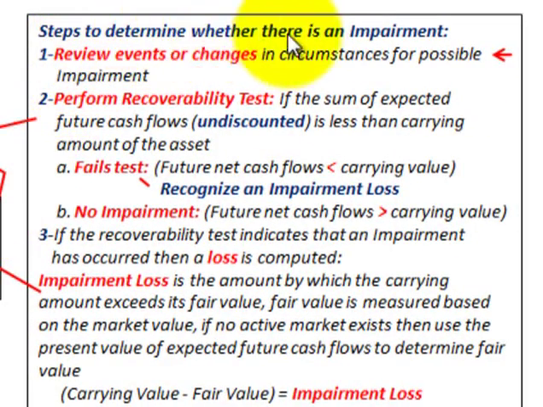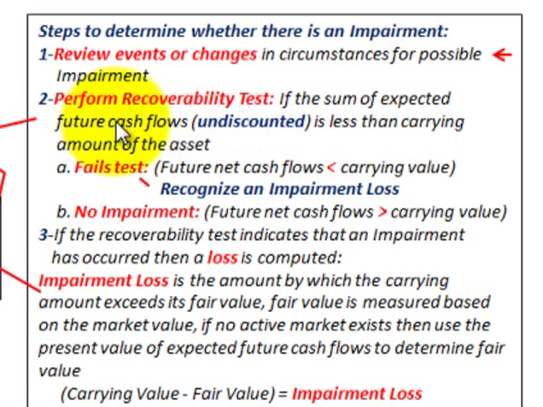Okay, so now let's just do a review of this in terms of definitions. First off, the steps to determine whether there is an impairment. Number one, you have to review events or changes in circumstances for possible impairment, and we'll look at those below. Number two, you perform a recoverability test.